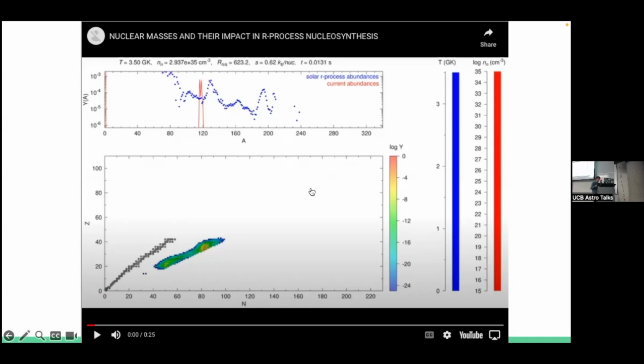The other thing I want to point out is up here along the top. This graph shows, as a function of what's in the nucleus, so the total number of neutrons plus protons, how much of it is there. The other thing up here in the top panel is all of these blue dots. Those are what we see in the sun, the solar abundances. I'm going to play the video multiple times so you can look at each one.